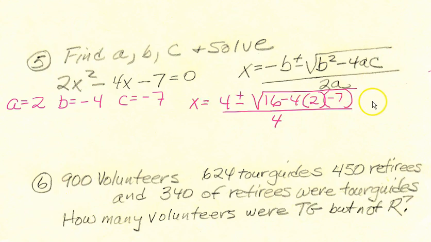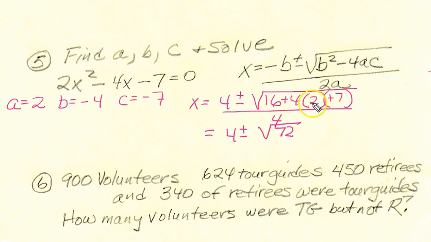So to take this in steps, I've substituted now our A, B, and C into the quadratic formula. And when I simplify the discriminant, this adds up to 72. Remember, we have a negative times a negative, so this is going to become positive.